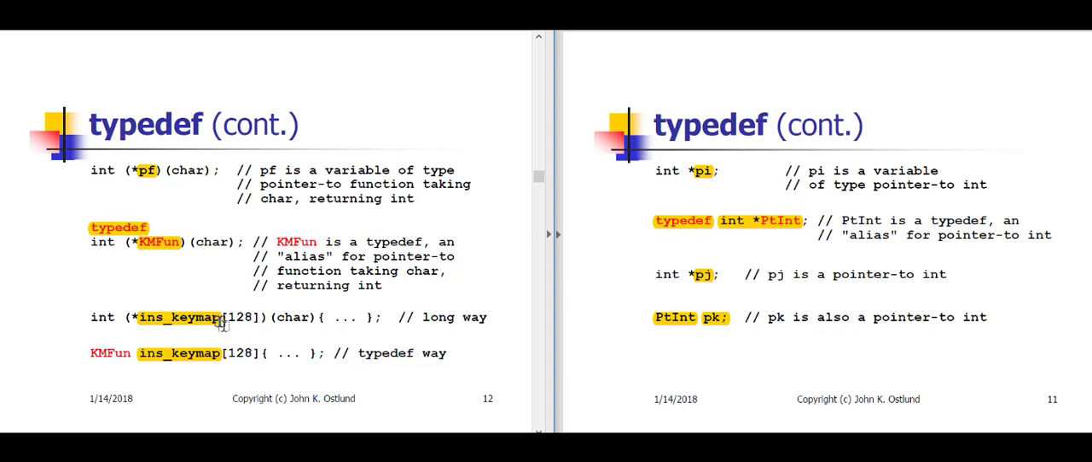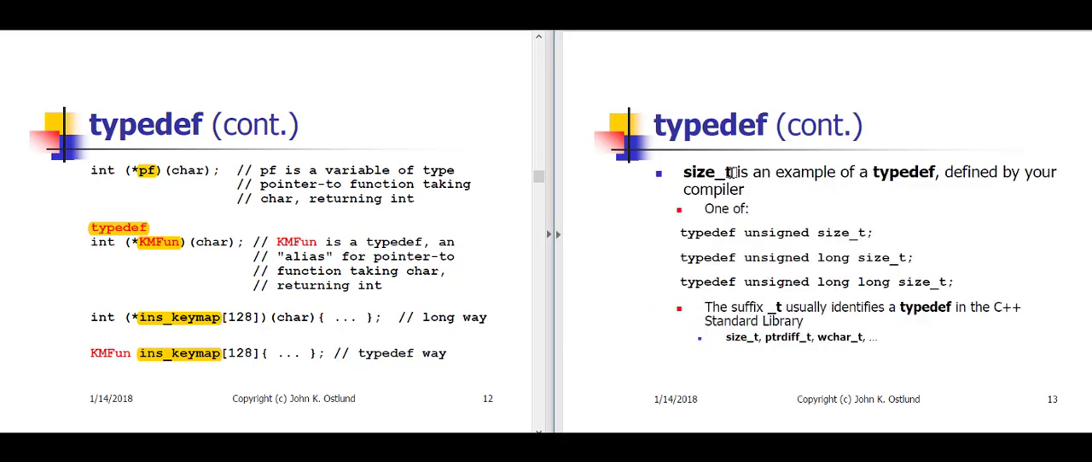Now, there's a philosophical discussion that one can have about whether typedef improves the understanding of what's going on or postpones the understanding of what's going on. Even if you define kmfun correctly as a typedef and use kmfun to declare variables or arrays of keymap function pointers, you still have to know that that thing is a pointer to a function that takes a char and returns an int, or you will not be able to use the function properly. Okay, so typedef is very useful, but it's not magic and it does not replace needing to know what's going on.